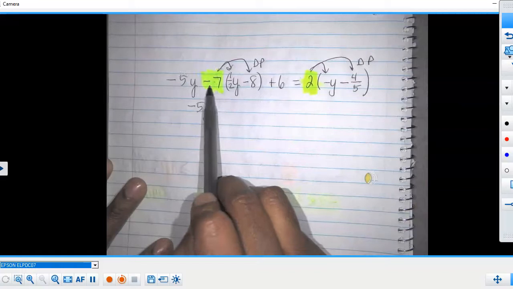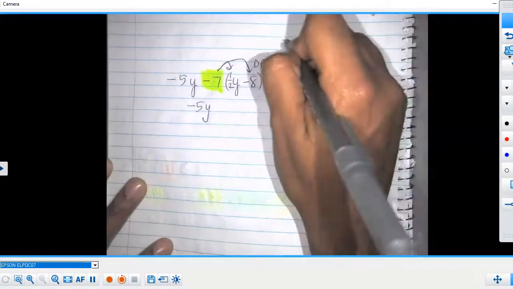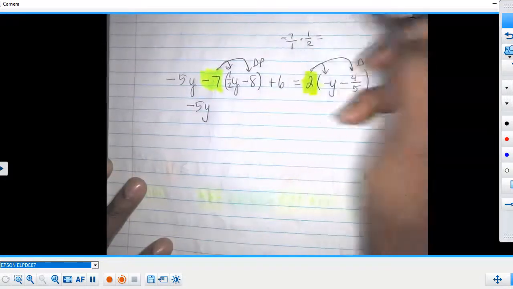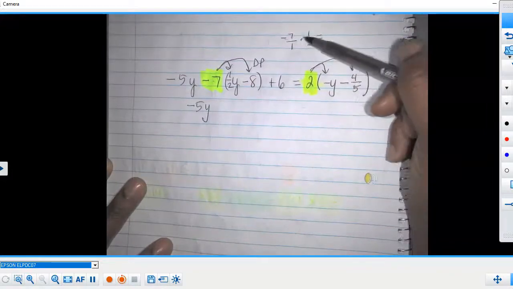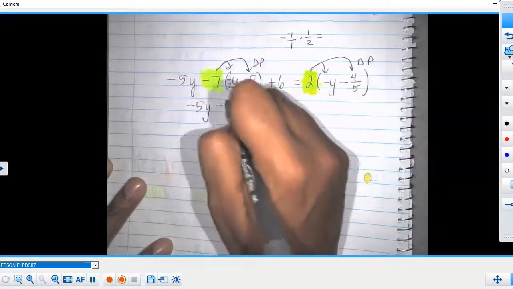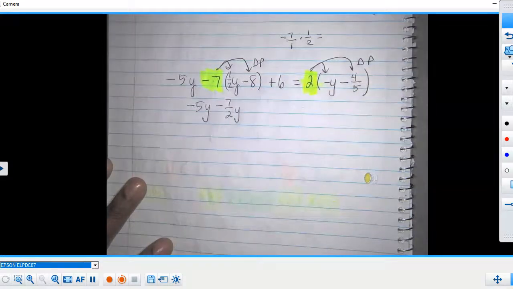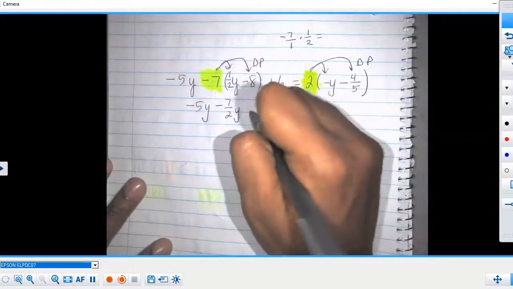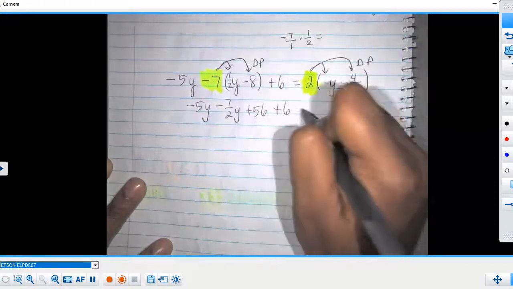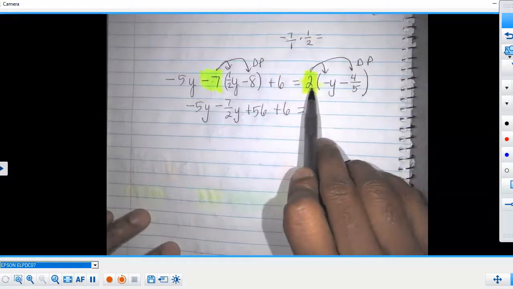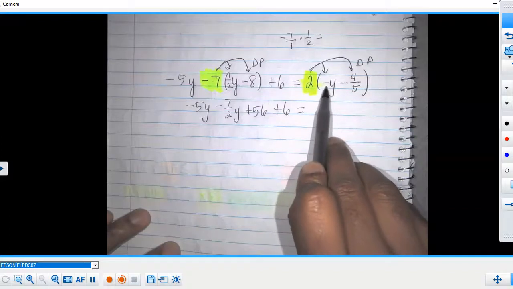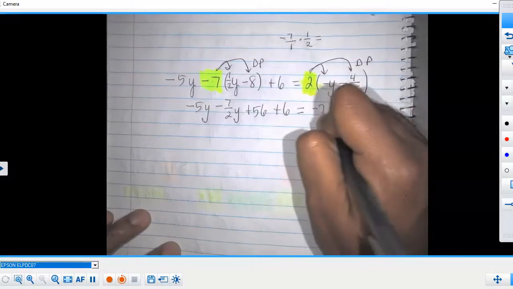So I'm going to take negative 7 times 1/2 y. So I'm going to say, hey, negative 7 over 1 times 1/2. And I know I'm going to put a y in there when I do my answer. So just multiply across. So this is negative 7 over 2 y. Great, that's done. And now I'm going to do negative 7 times negative 8. A negative times a negative is a positive, and 7 times 8 is 56. So I'm going to put a plus 56 plus 6 equals, and now I have 2 times, watch the sign, negative y, so this is a negative 2y, and that's because this is a negative 1 there, okay?